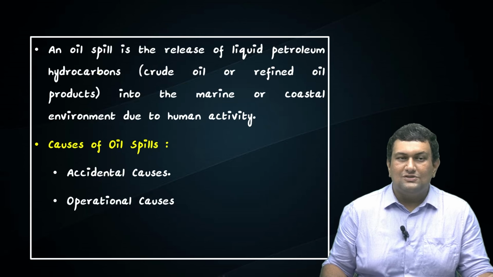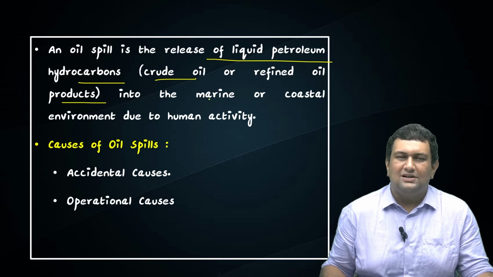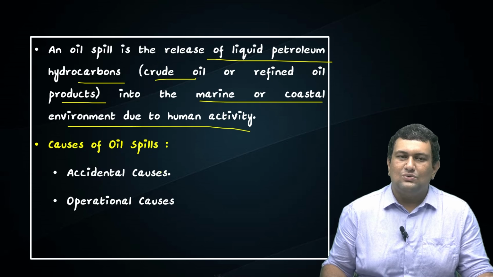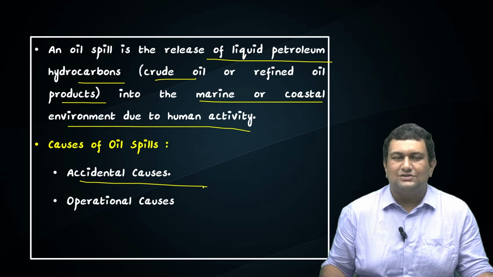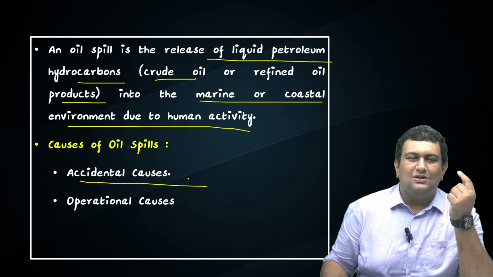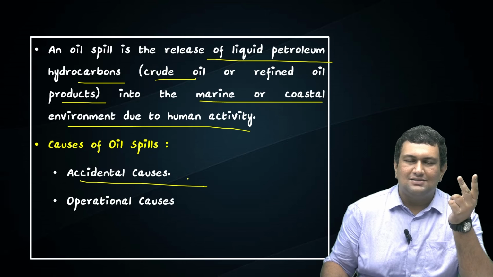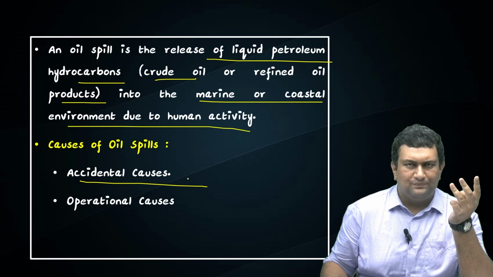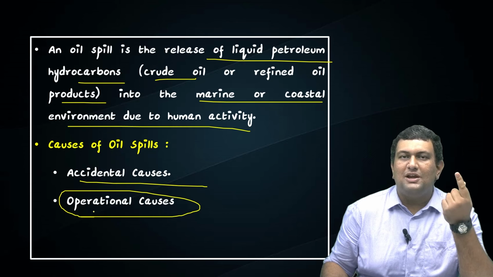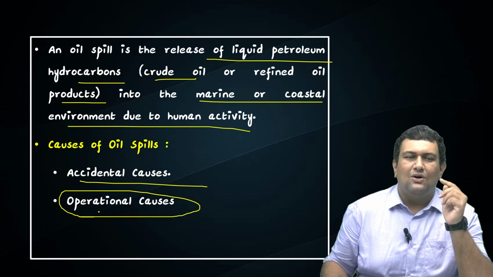So we'll see what is meant by oil spill. An oil spill is the release of liquid petroleum hydrocarbons, including crude oil or refined oil products, into marine or coastal environments due to human activity. Causes are two. The first is accidental causes. It can be due to oil tanker mishaps, oil drilling accidents, and thirdly pipeline bursts, etc. Operational causes include dumping of oil by the ships themselves or industrial discharges, etc. So these are the causes.